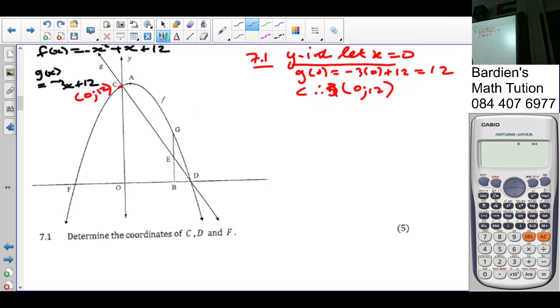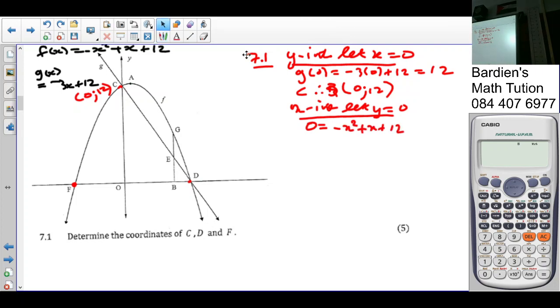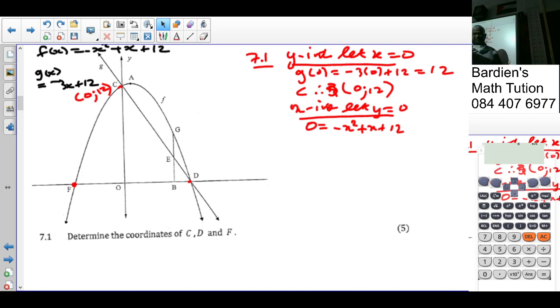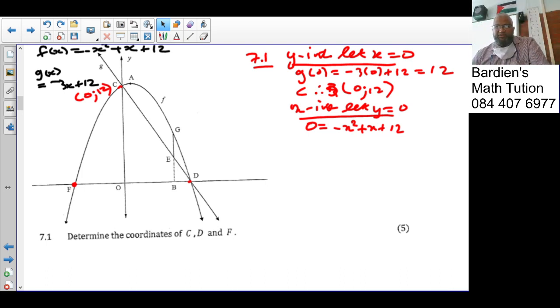Then D. Now I could go x-intercept of the straight line. However, since we need to calculate F, we can just go straight to the x-intercept of the parabola. In that case, I would get the coordinates of D and F at the same time. Does it make sense? So, x-intercept, what do we do? We let y equal 0. Okay? So 0 is equal to, remember f of x is y, negative x squared plus x plus 12. So what we do is we plug this into the calculator.